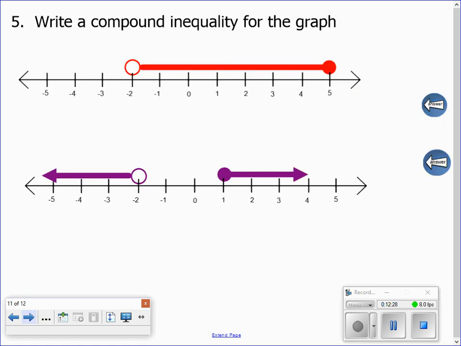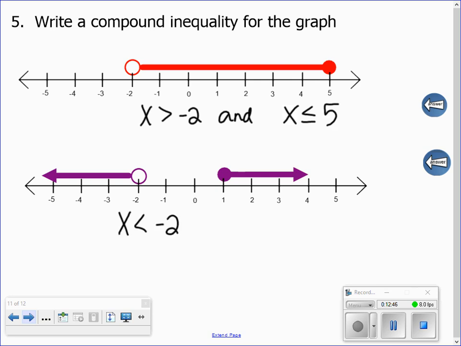We also want to be able to write a compound inequality for the graph. So here our compound inequality would be x is greater than negative 2 and x is less than or equal to 5. Here we have x is less than negative 2 or x is greater than or equal to 1.